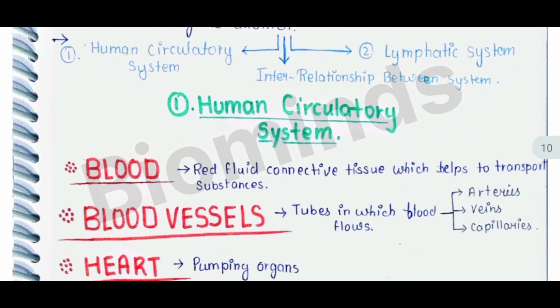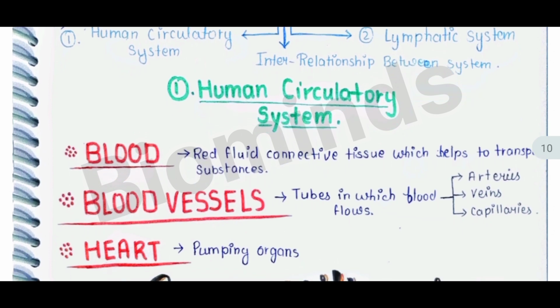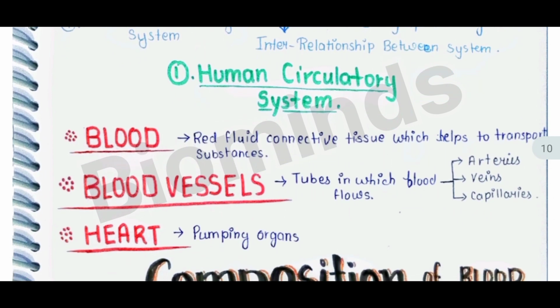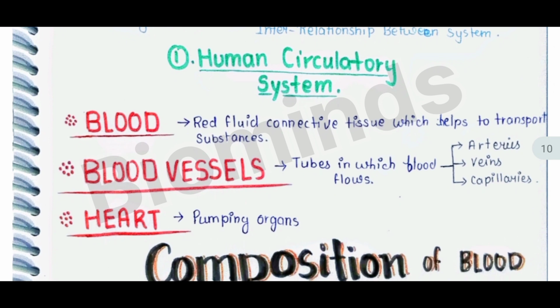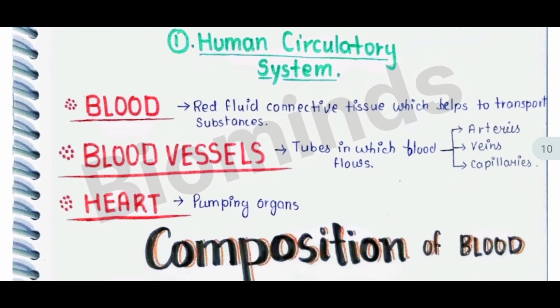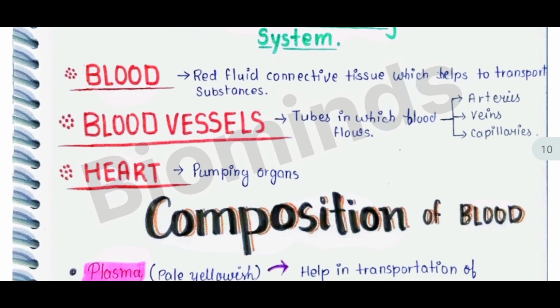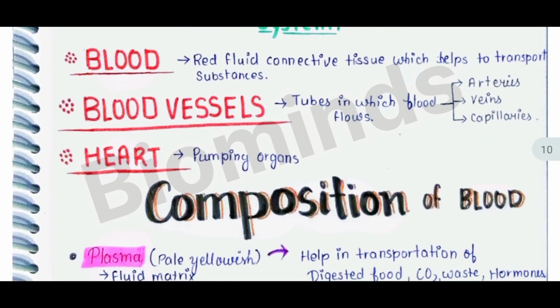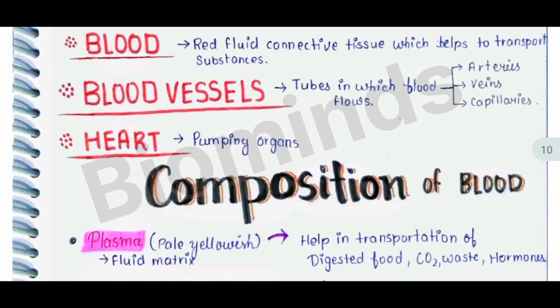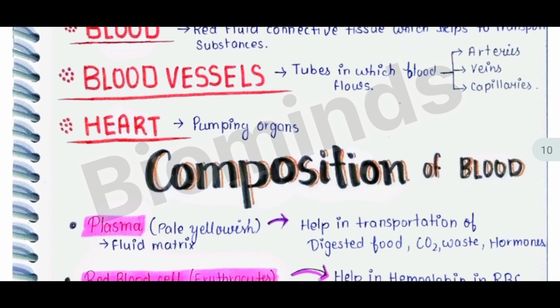The human circulatory system consists of blood vessels and the heart. Blood is red in color, a fluid connective tissue which helps to transport substances. Blood vessels are the tubes in which blood flows: arteries, veins and capillaries. The heart contains the pumping organs.